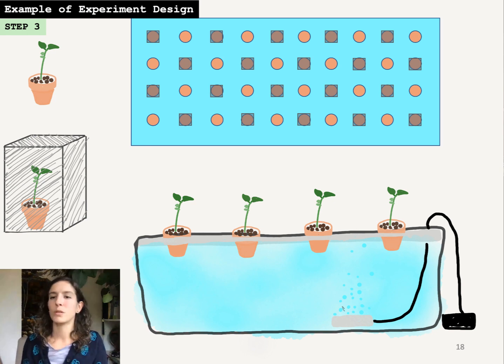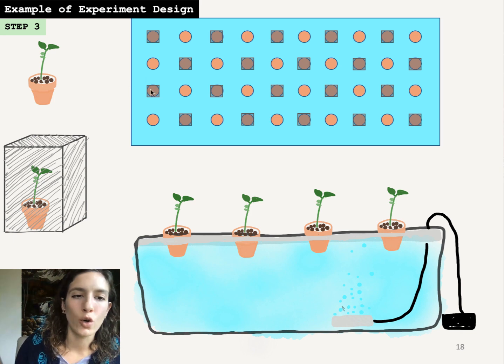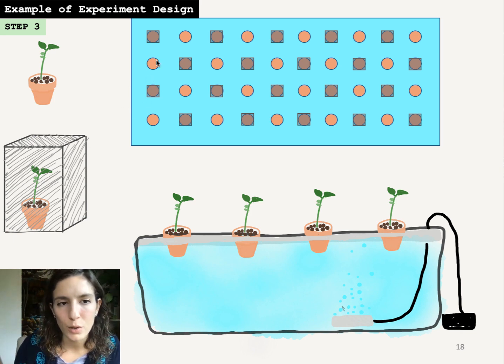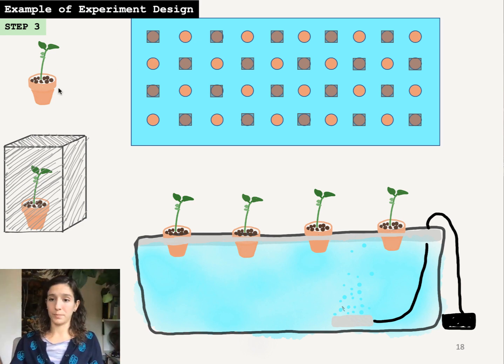So I chose 40, 20 of each category here. And so here, these gray squared ones represent my shaded treatment group, and then these brown circles represent my control, full sunlight group.